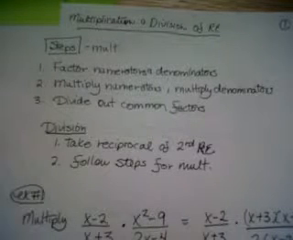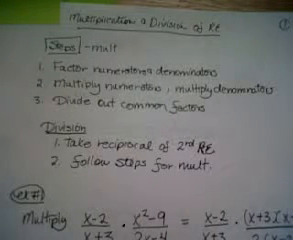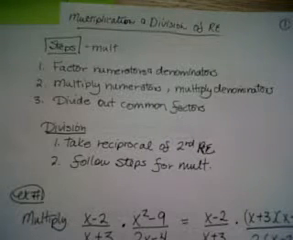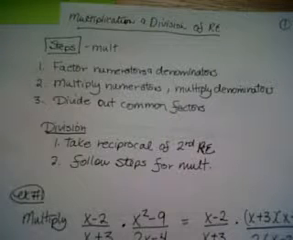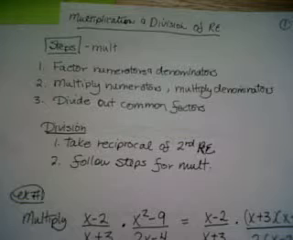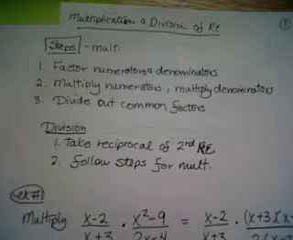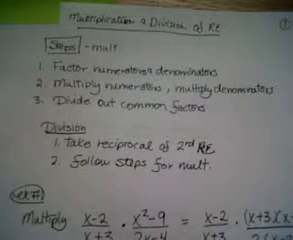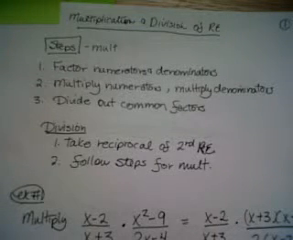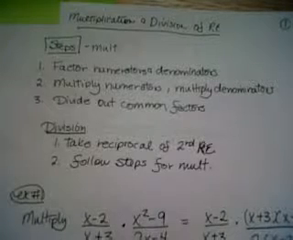Now let's take a look at multiplying and dividing rational expressions. The steps for multiplying are: factor the numerators and denominators, then multiply the numerators, multiply the denominators, divide out any common factors. For division, you'll pretty much do the same thing, but the first step is to take the reciprocal of the second rational expression, and then you will just follow the same steps for multiplication.